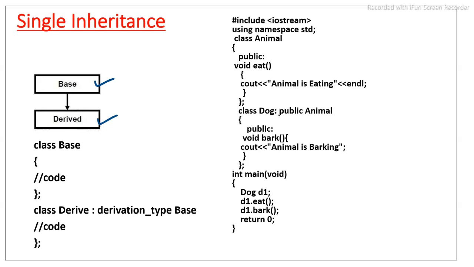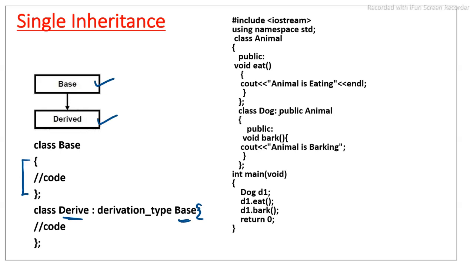Talking about the syntax of single inheritance, we need to first define the base class definition. So this is the code for the base class definition. Class base, then the definition is contained within a pair of curly brackets, then the class is closed. In case of the derived class definition, class is the keyword, then we mention the derived class name, then colon, then derivation type, then base class name, followed by a pair of curly brackets within which we mention the derived class body.